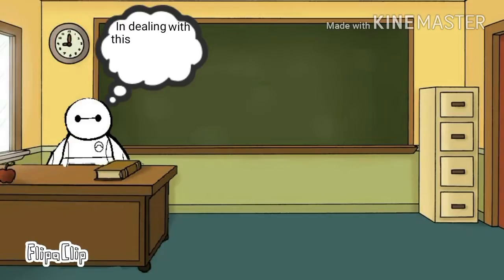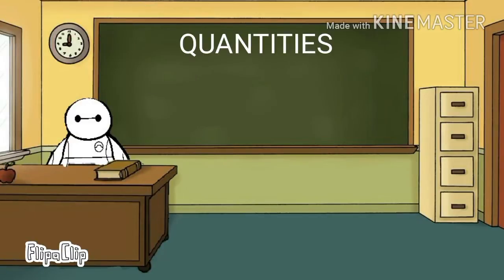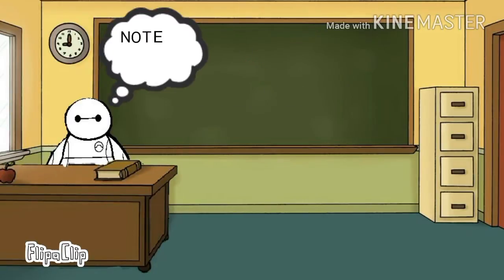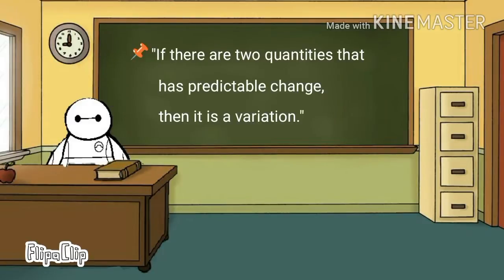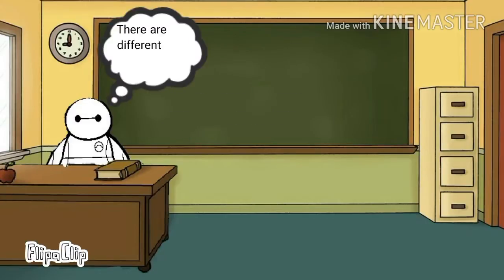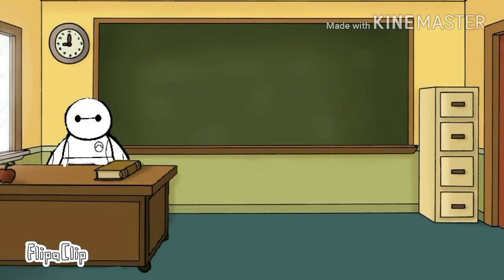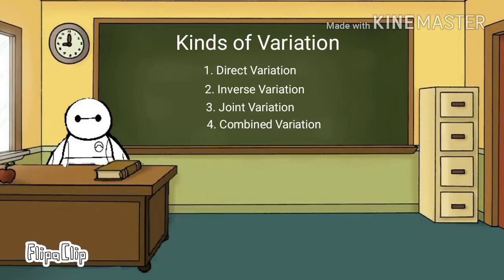In dealing with this lesson, you should remember these words: quantities and predictable change. Note that if there are two quantities that have predictable change, then it is a variation. There are different kinds of variation. We have direct variation, inverse variation, joint variation, and combined variation. These are the kinds of variation.